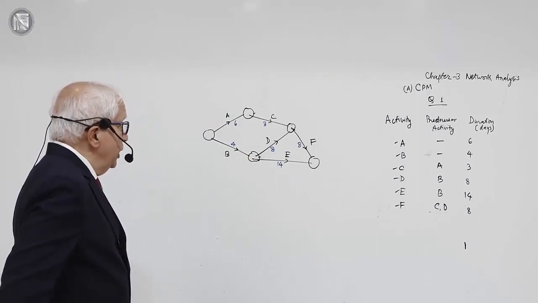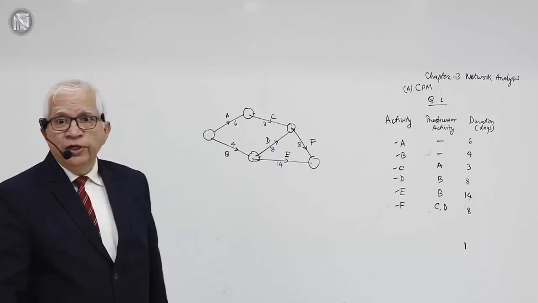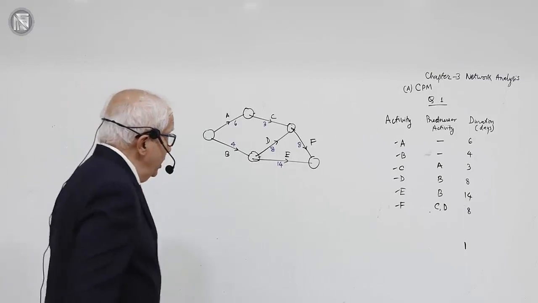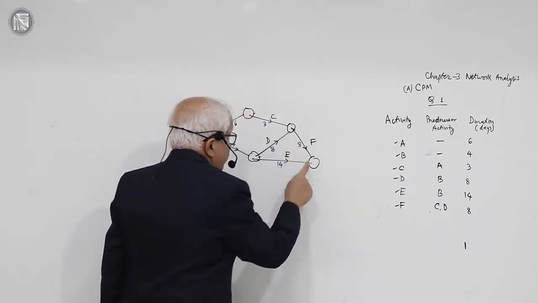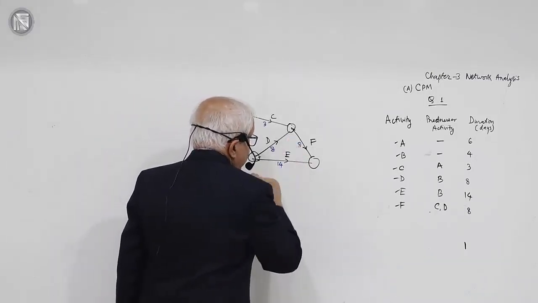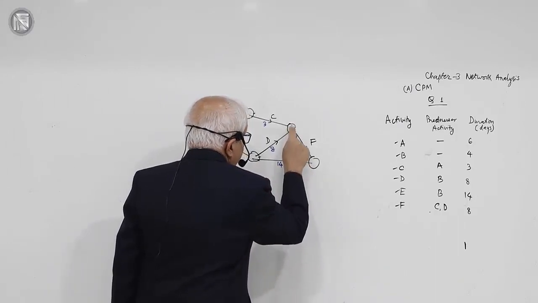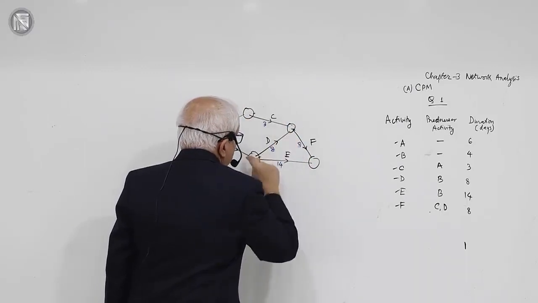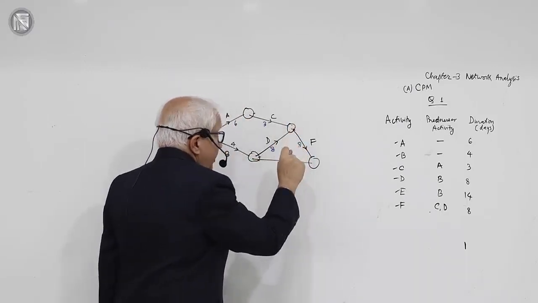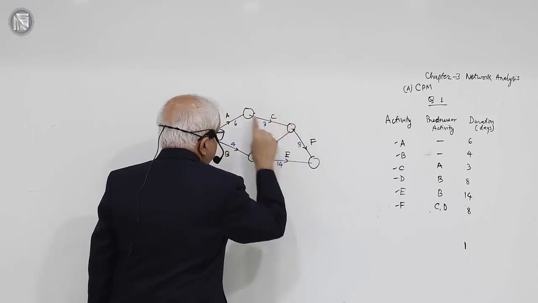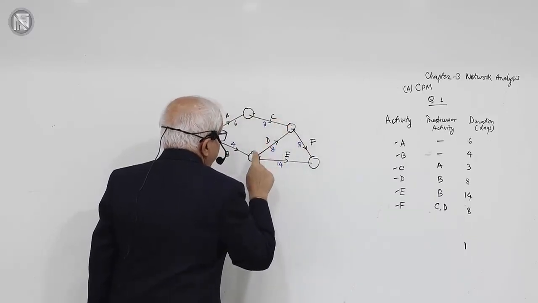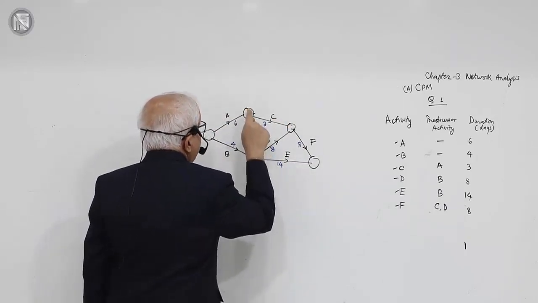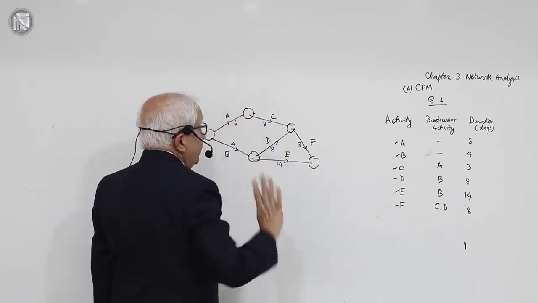I need to calculate when this project will be complete. Okay. Now imagine, when will this activity be starting? This activity starts at this event. When will it start? Only when this event is reached. When will this event be reached? Only when both the activities ending here are complete. Okay, that means activity D has to be completed, activity C has to be completed. When will this event be reached? Only when this activity is complete. When will this event be reached? Only when this activity is complete.